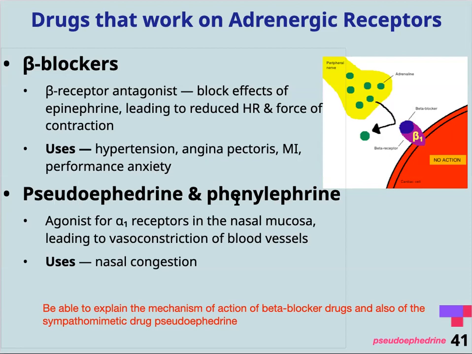Okay, so pseudoephedrine and phenylephrine. These are agonists for alpha-1 receptors, okay, within the nasal mucosa. And so when you have nasal congestion or even a bloody nose, you can actually use a nasal spray of these medications to help constrict those blood vessels and to alleviate the nasal congestion or to stop the bleed in those nasal mucosa. Okay.